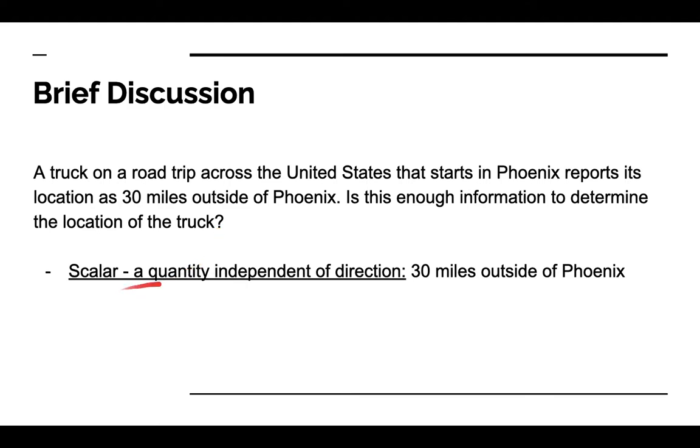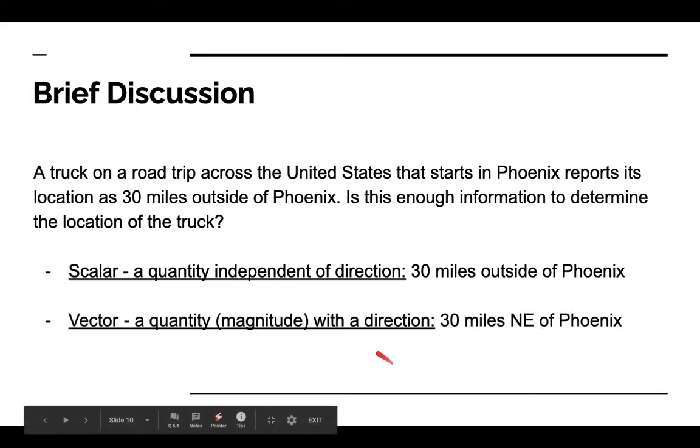So a scalar is a quantity independent of direction, in this case 30 miles outside of Phoenix. A vector is a quantity that has a direction. So as an example, if we want to take this scalar and make it a vector, we'd have to specify an additional direction. We'd say 30 miles northeast of Phoenix.